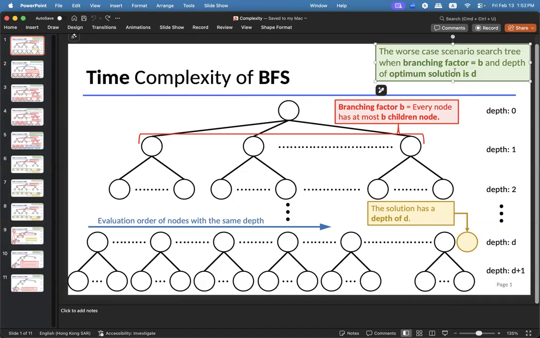Based on the properties of the breadth search, we know that the breadth search is expanding the nodes in the search tree in a layer by layer fashion. And we assume that the nodes are being expanded in one layer from the left to the right. We also take this assumption as well.